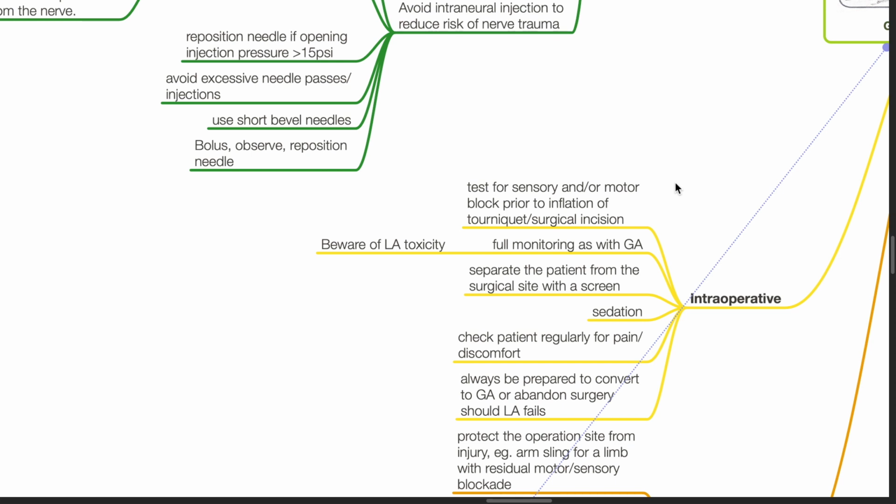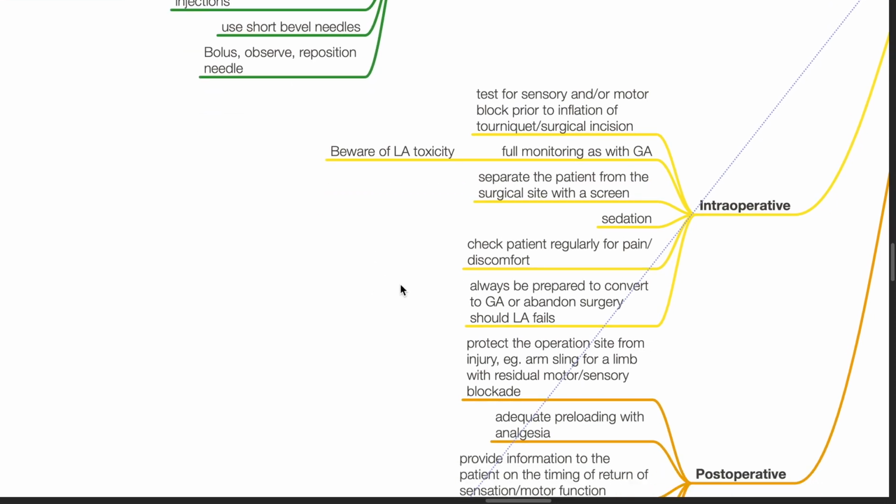Full monitoring as with general anesthesia. Beware of local anesthetic toxicity. Separate the patient from the surgical site with a screen. Use appropriate sedation. Check patient regularly for pain or discomfort. Always be prepared to convert to GA or abandon surgery should local anesthesia fail.